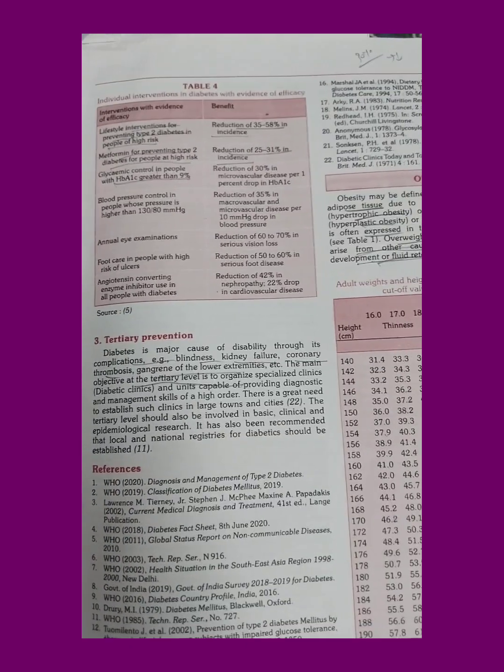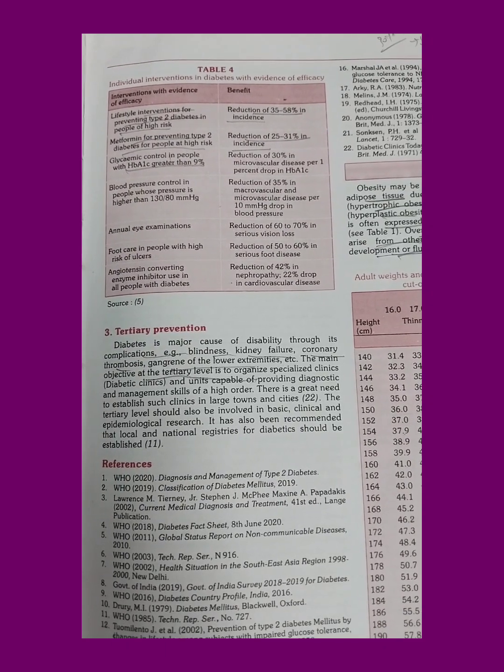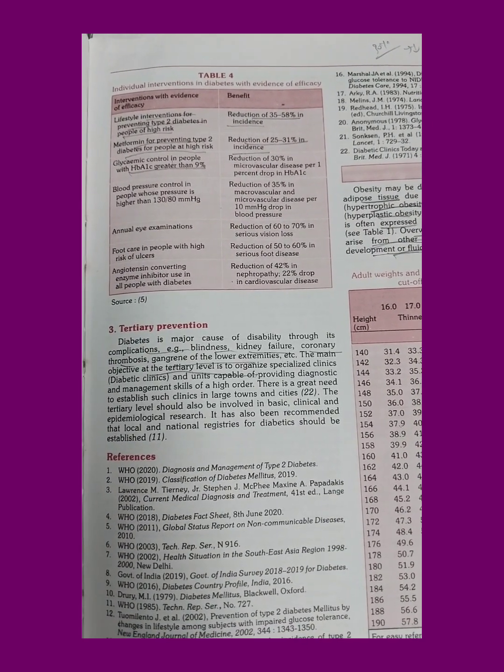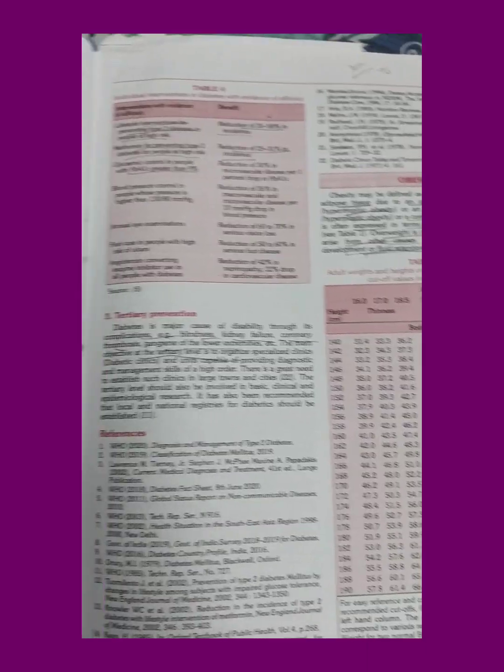Tertiary prevention, so we should prevent the complications like blindness, kidney failure, coronary thrombosis, and gangrene of the lower extremities. So these all we should look for. Okay, that's all for today.